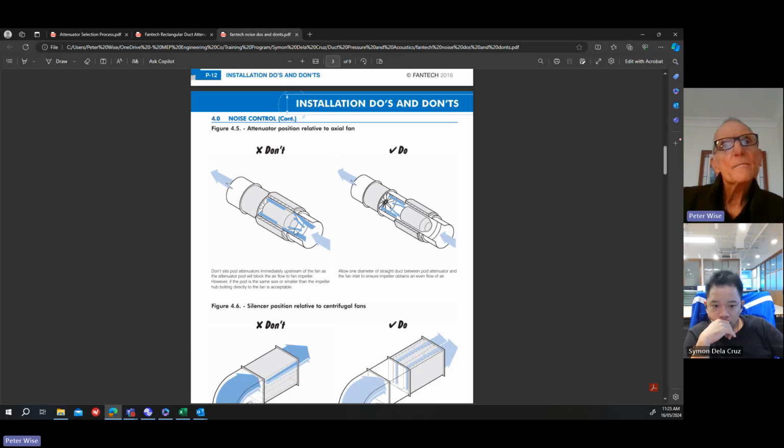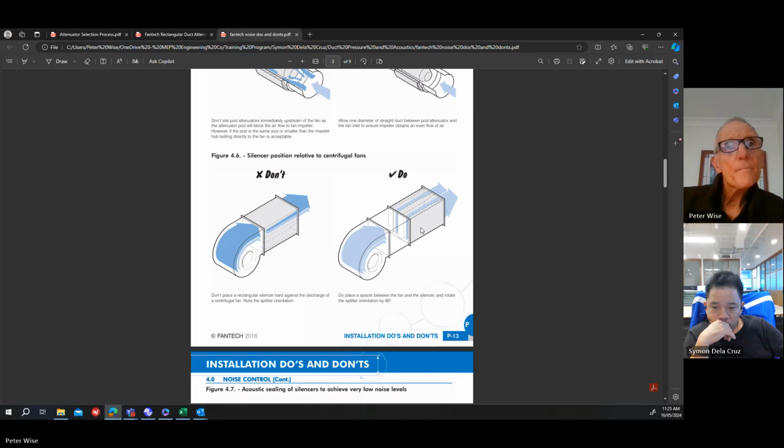So in the first, where it says you don't put this podded attenuator right up against the fan, because that's going to stuff up the fan's performance. But if you move it back by at least 1 fan diameter, the air will straighten out and the fan and attenuator will work okay.